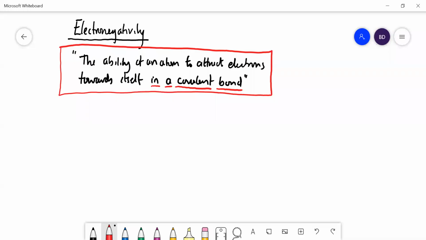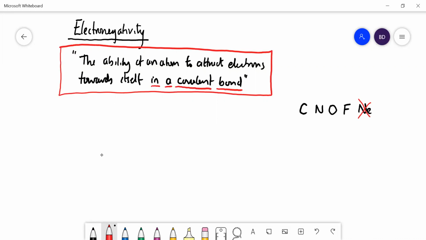Okay, we are going to talk about electronegativity. This is defined as the ability of an atom to attract electrons towards itself in a covalent bond. Now, some atoms are better at doing that than others. So let's think about the top row of the periodic table. We've got carbon, nitrogen, oxygen, fluorine, and then neon. I'm going to forget about neon because it says in a covalent bond, and neon doesn't form any covalent bonds, so we can forget about that.